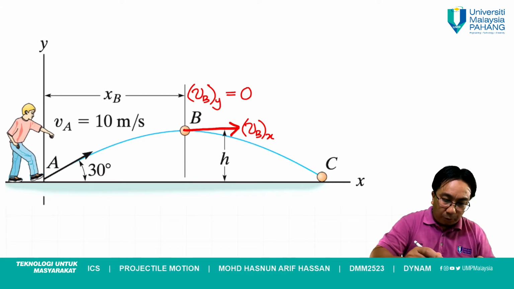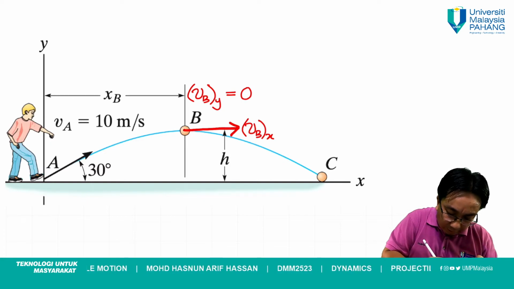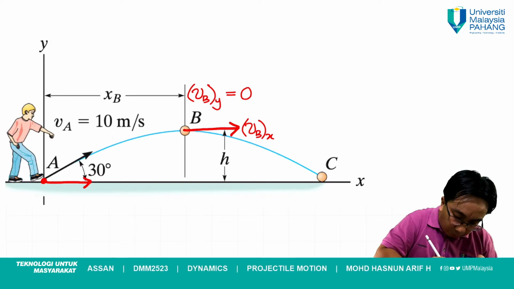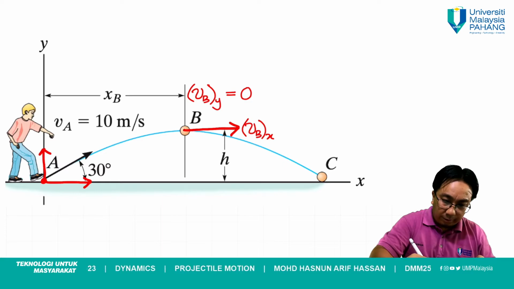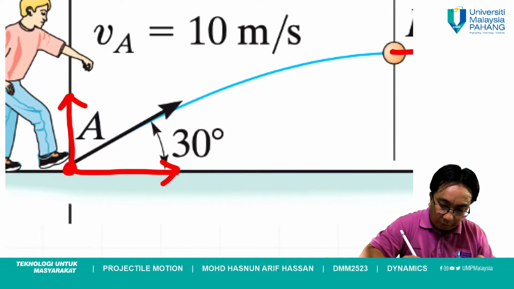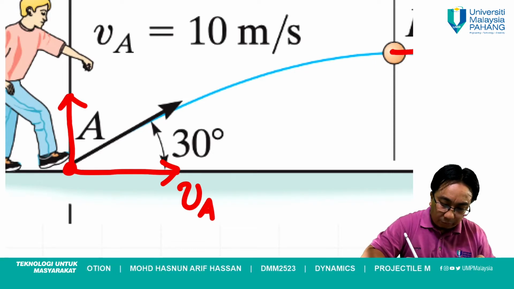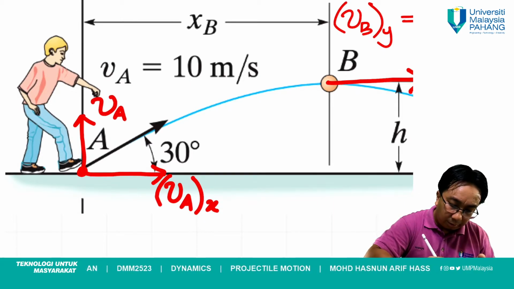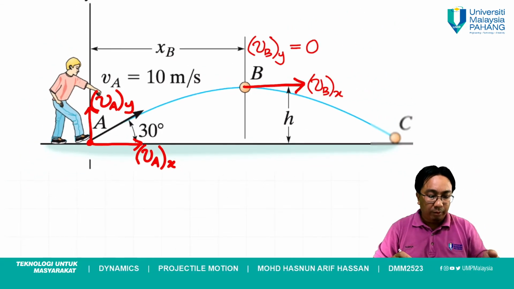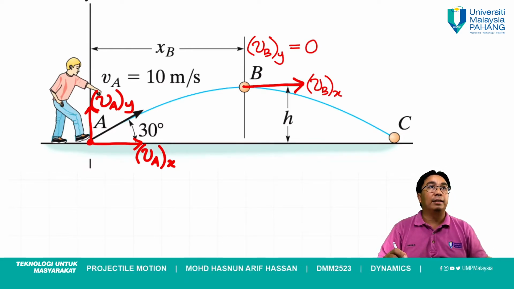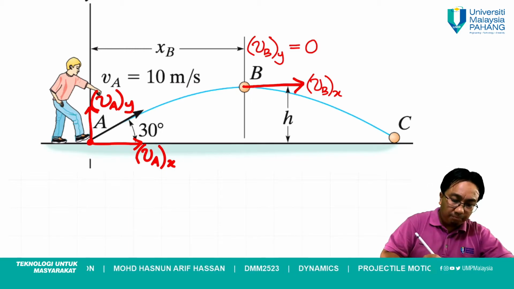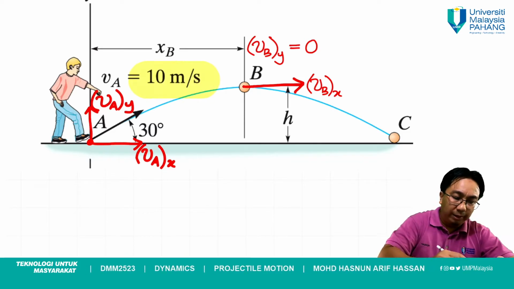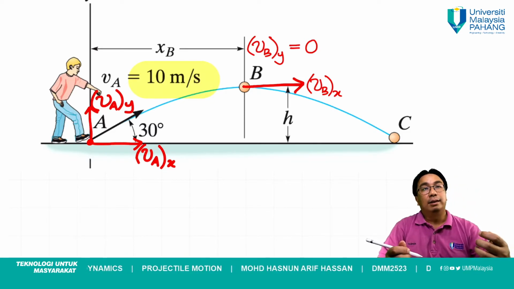Tapi pada point A kita ada komponen. Okay, so this is A. Kita boleh terbitkan komponen dia di sini dan juga ada komponen di sini. Okay, so saya zoom in sikit. This will be VAX and this will be VAY. Okay, VAX dan VAY ni macam mana kita nak dapat? Siapa tahu? Dengan diberi VA sama dengan 10 dan diberi juga the angle 30 degrees.